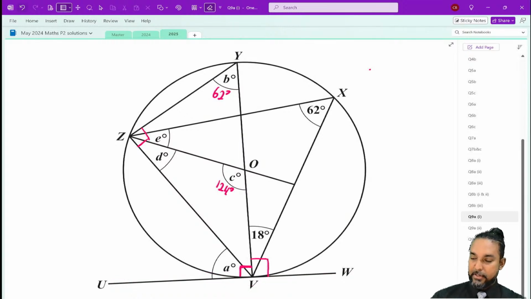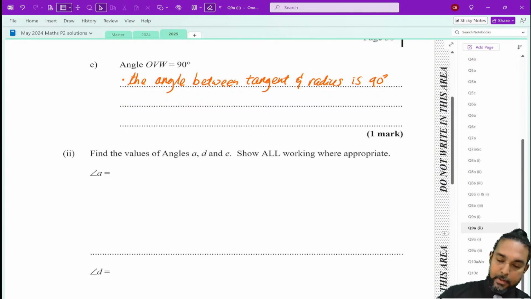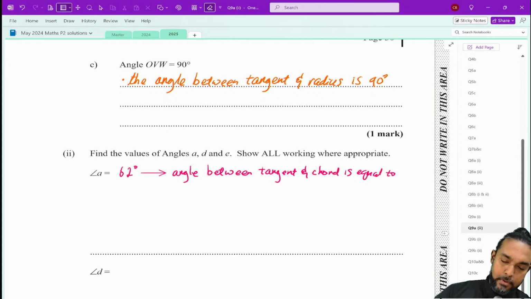All right, so let's write that down on the next page, right? So angle A is equal to 62 degrees, right? And that's because it's the angle between tangent and chord is equal to the angle in the alternate segment.